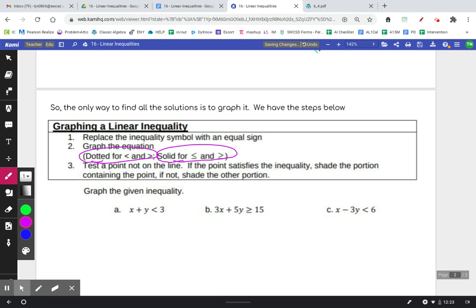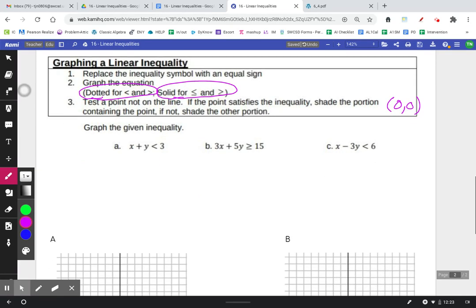And then it says 3. This is important, very important. This is finding our solutions. Test a point not on the line. I want you to write this here, (0, 0). That's the easiest point, when we can use the number 0. 0 is easy to work with. It's just very convenient. My teacher taught it to me. I figured it'd be a good strategy to pass down. It says if that point satisfies the inequality, so really if it makes it true, shade that portion containing the point. If not, shade the other portion. I'll give you an example to see what that looks like here in just a moment.